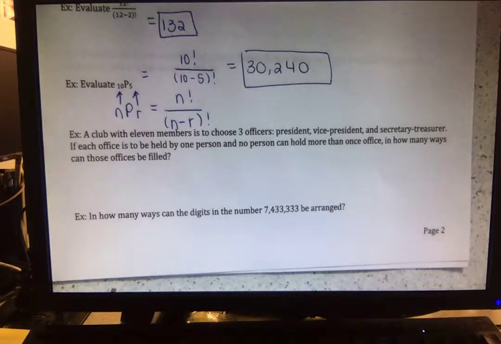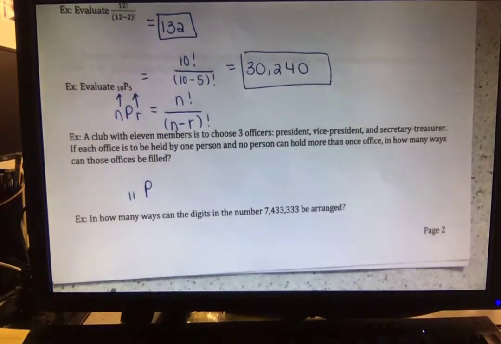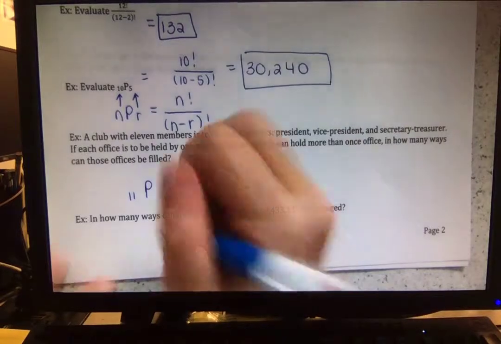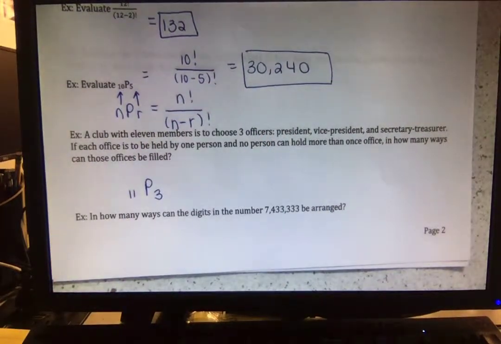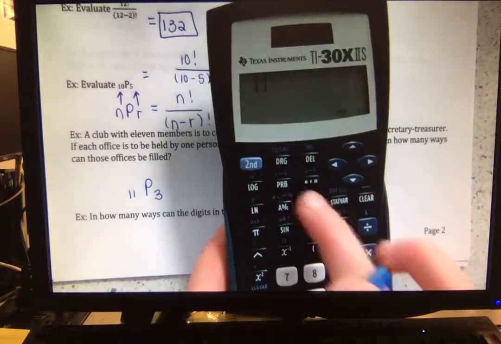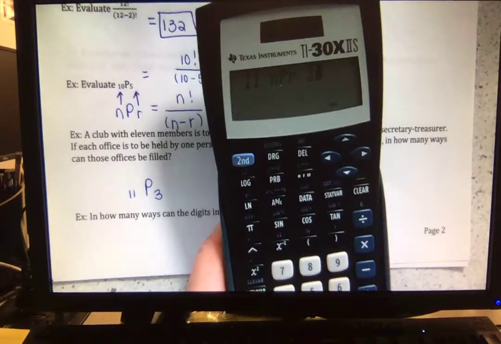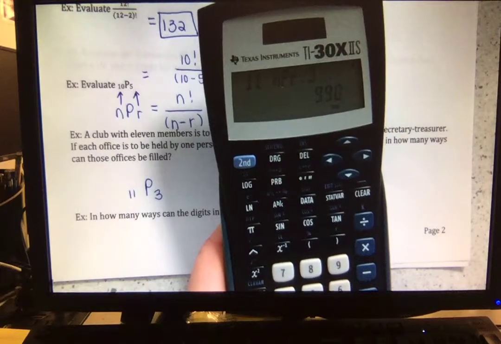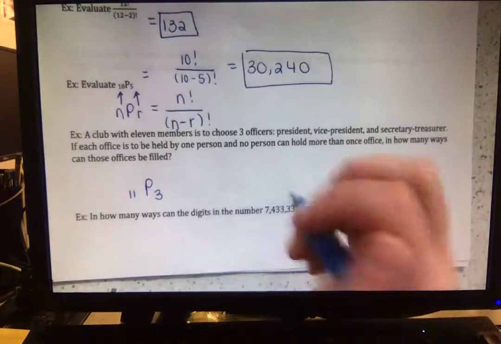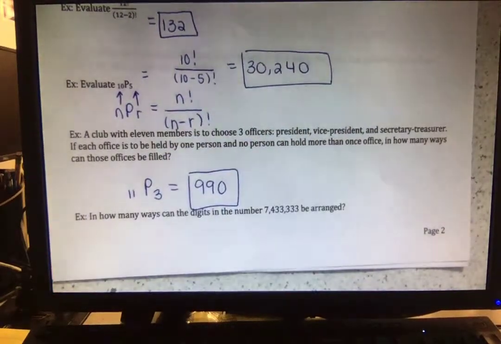How many people are we choosing from? 11. We said we're going to use permutations. How many of those 11 are we choosing? 3. Plug into our calculator. We have 11 people, we're choosing 3 of them. Using our PRB button, we're going to use our permutation tool. We're choosing 3 of them. Press enter. 990 different options, 990 different ways that those offices could be filled.